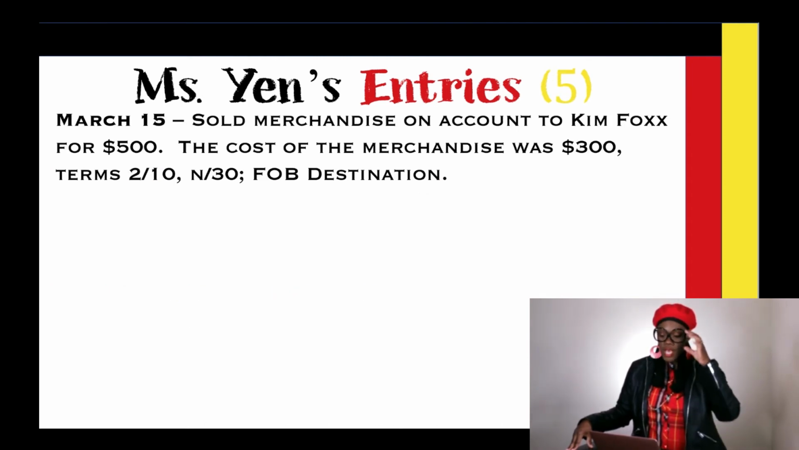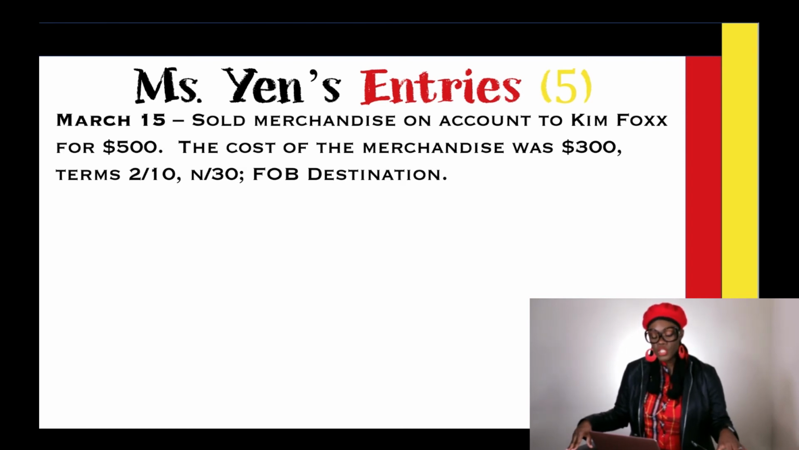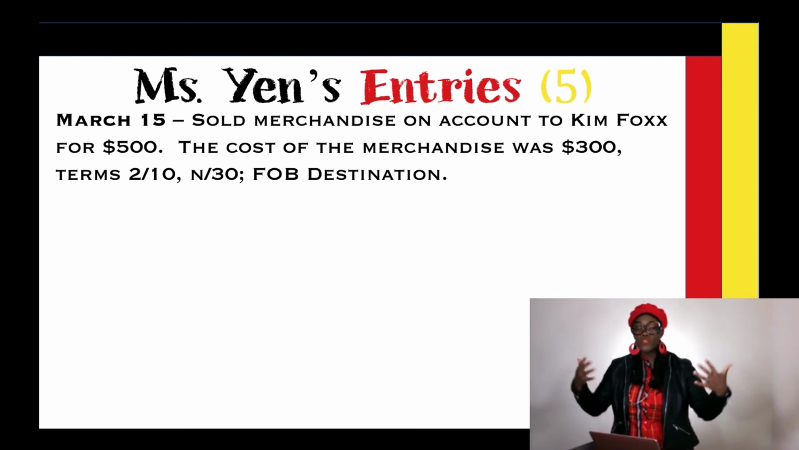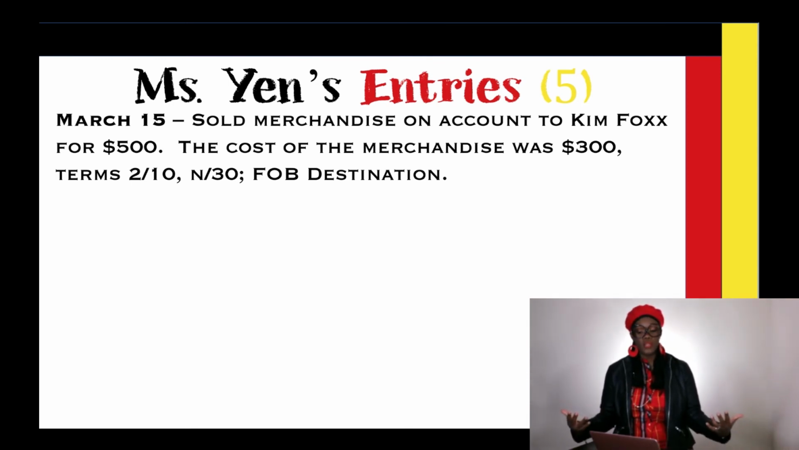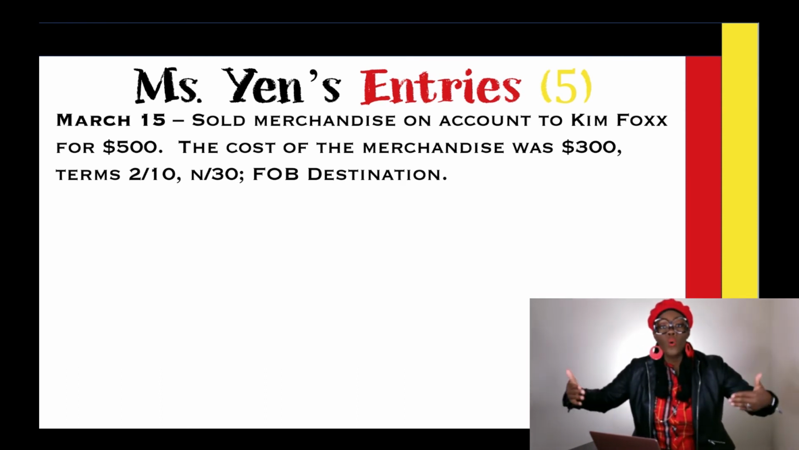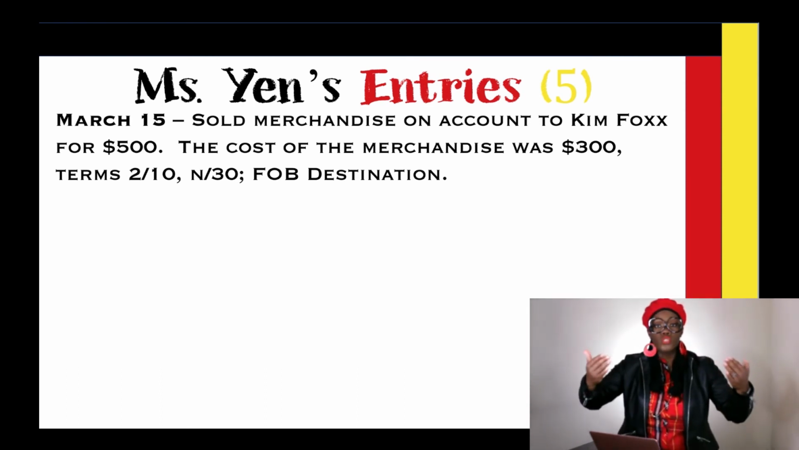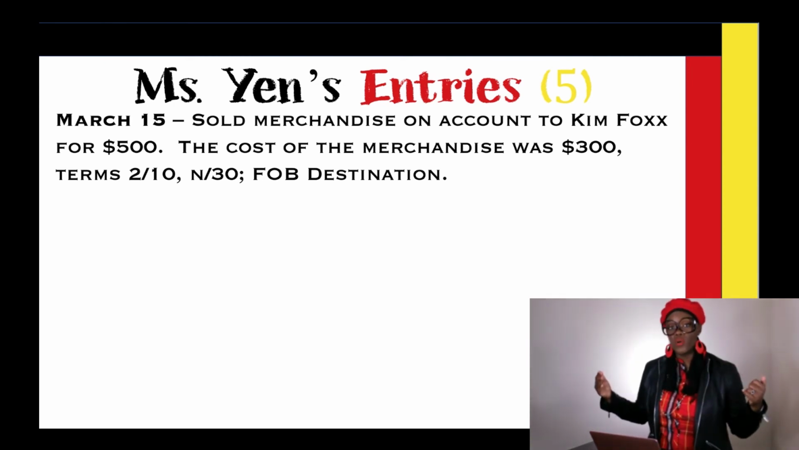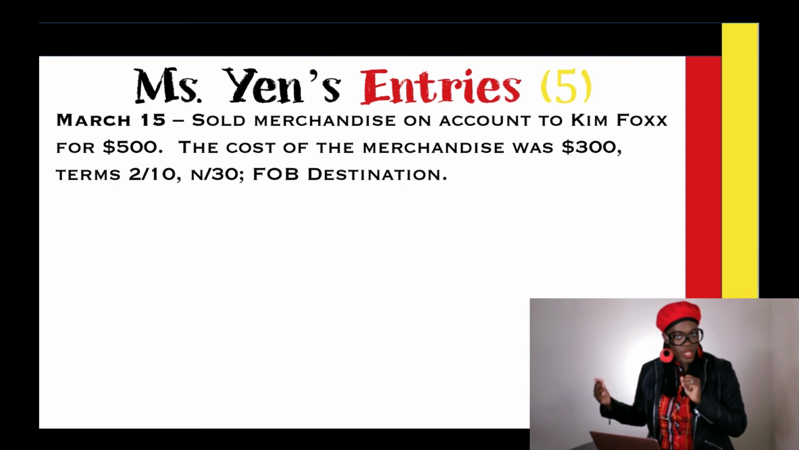All right, number 5, on March 15th, we're selling some inventory now. She sold merchandise inventory on account to Miss Kim Fox for $500. The cost of the inventory was $300. Now, this is very important. Anytime you are selling something, remember, there's going to be a two-part journal entry associated with this. So you have to know the cost and what you sold it for. You have to know both of those numbers. If they don't give you both of those numbers, there's probably a way you can figure that out.